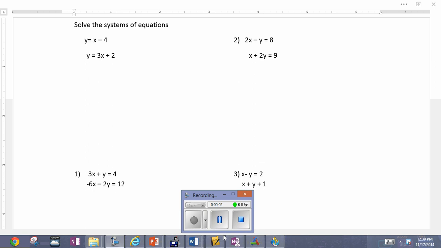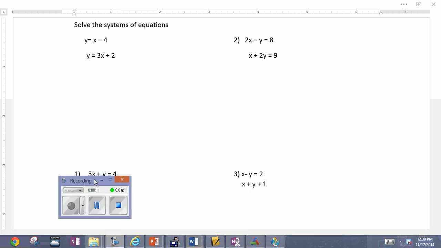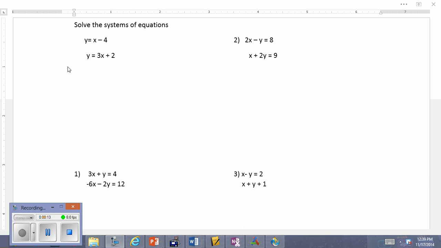Okay, guys, we're going to go over a couple problems here, preparation for tomorrow's class. A little recap of some algebra stuff called systems of equations. So we look at this first problem. You solve the systems of equations, and what we're trying to do is basically find the point of intersection between these two lines. So here's a line y equals x minus 4, and here's a line y equals 3x plus 2.